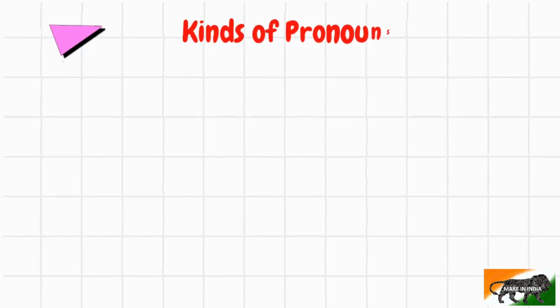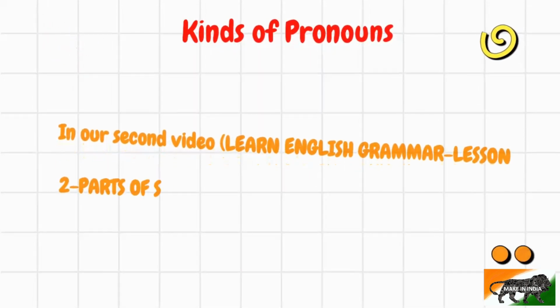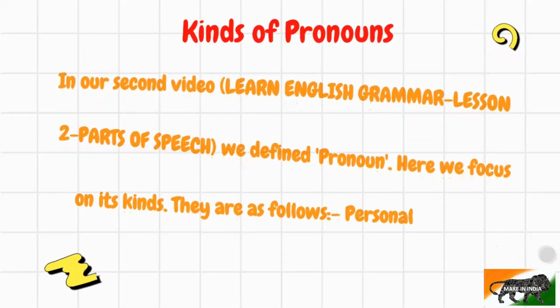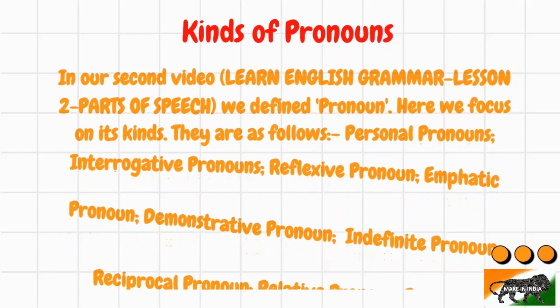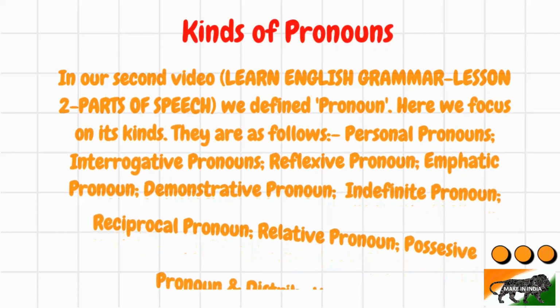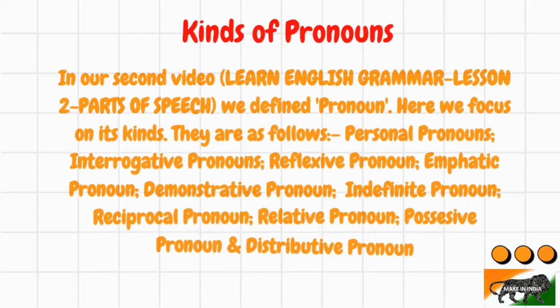Now we will learn in detail about kinds of pronouns and usages. In our second video, Learn English Grammar Lesson 2 Parts of Speech, we defined pronoun. Here we focus on its kinds. They are as follows: personal pronoun, interrogative pronoun, reflexive pronoun, emphatic pronoun, demonstrative pronoun, indefinite pronoun, reciprocal pronoun, relative pronoun, possessive pronoun and distributive pronoun.